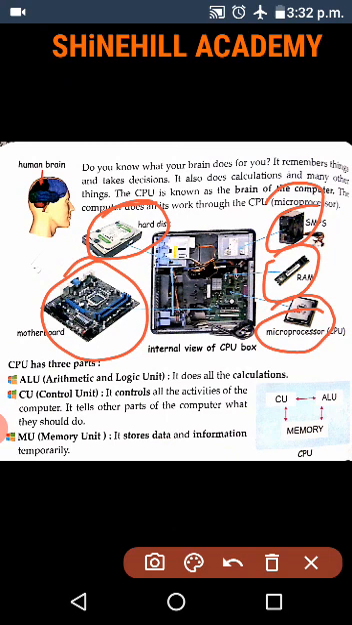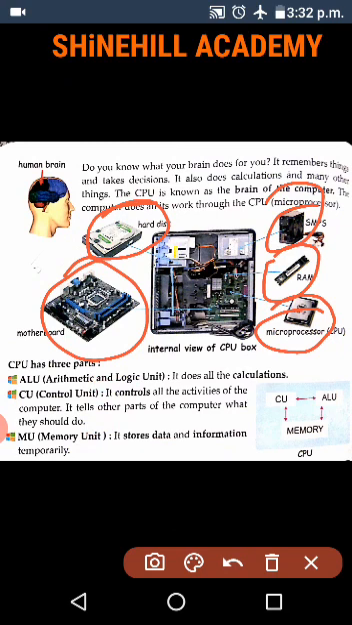Okay. CPU has 3 parts. First one, ALU. Second one, CU. And third one is MU. Okay. ALU means arithmetic and logic unit. The arithmetic and logic unit does calculation works only. That means the mathematical parts. Next one, control unit. Control unit controls all the activities of a computer. Next one, memory unit. That means MU. It stores all the data and information temporarily.